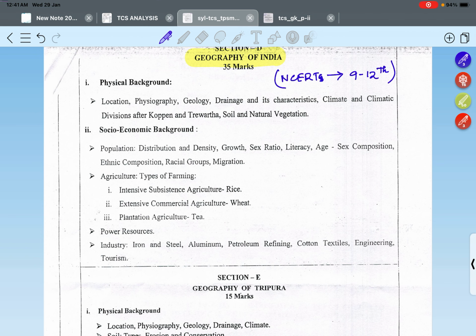So now let me take a topic which I will discuss. Suppose let me take climate. So, climate of India.